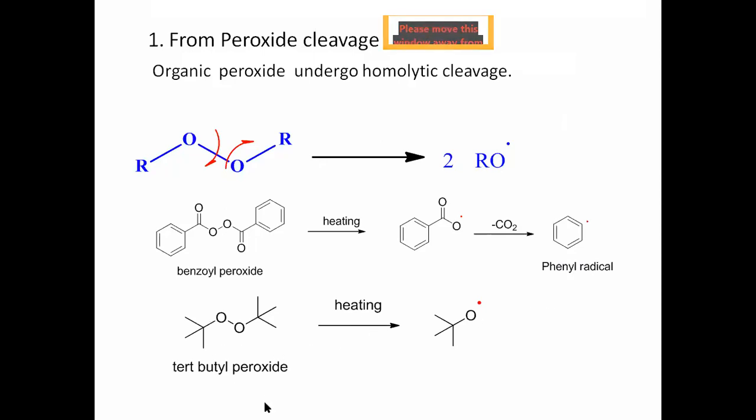Another example is tertiary butyl peroxide. A similar fate would be observed for this particular reagent. For tertiary butyl peroxide, if you provide heat or sunlight, this oxygen-oxygen linkage undergoes bond breakage, and after the bond breakage, it will form reactive free radicals. This is this. Okay.